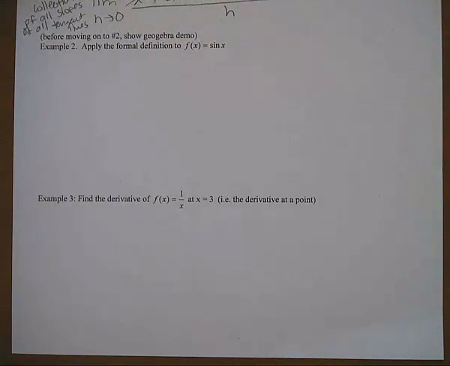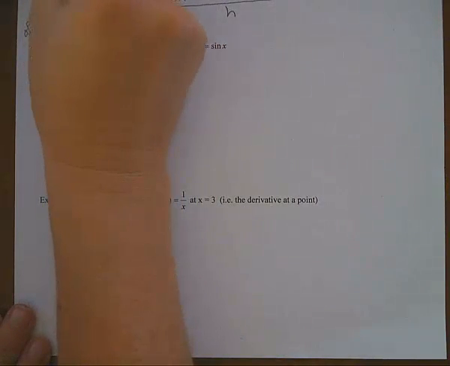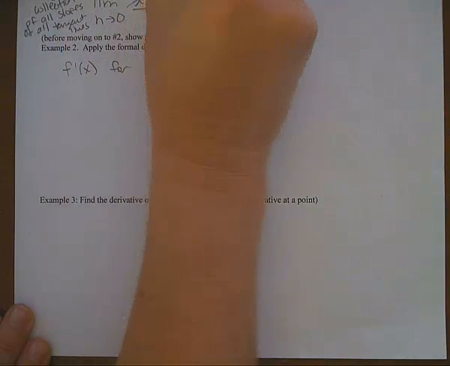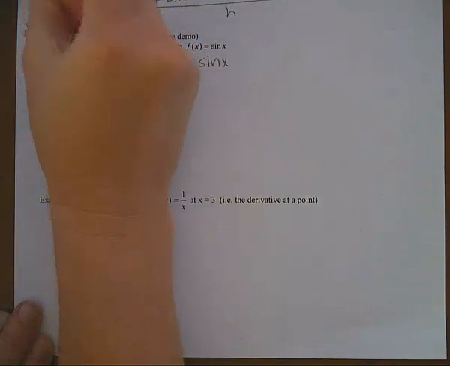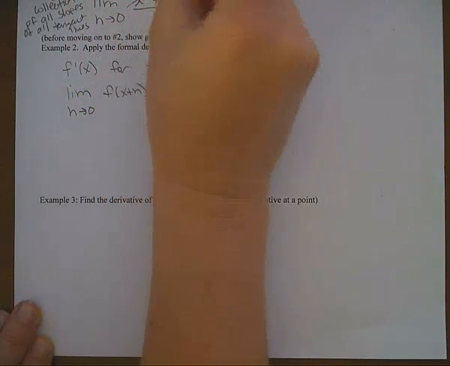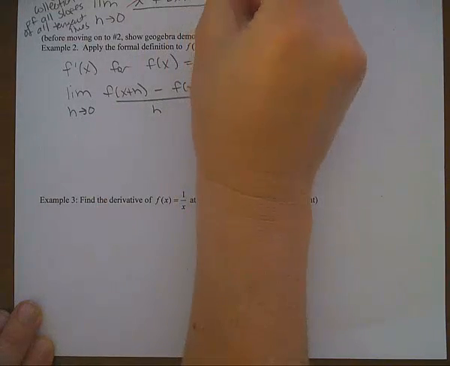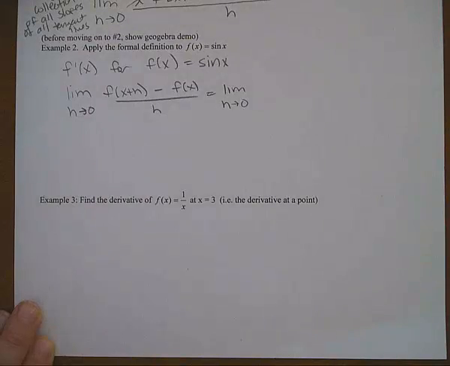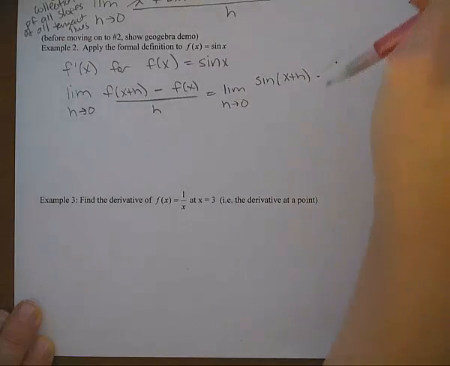We're going to prove mathematically what we just witnessed in the GeoGebra demo, that the derivative of sine of x is in fact equal to cosine of x. So we're going to try to find f prime of x for f of x equal to sine x. And we're going to do that by using the formal definition. So we're going to do the limit as h approaches 0 of f of x plus h minus f of x all over h. And in this case, f of x is sine of x. So we're going to do sine of x plus h minus sine of x all over h.